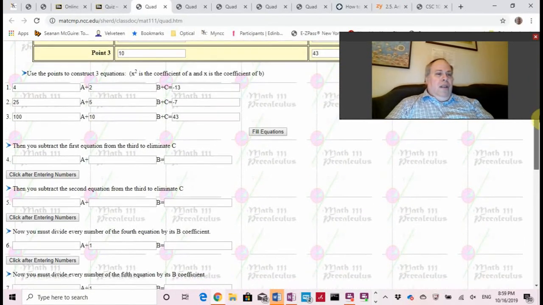So the first thing we're going to do is it says subtract the first equation from the third to eliminate c. All right?